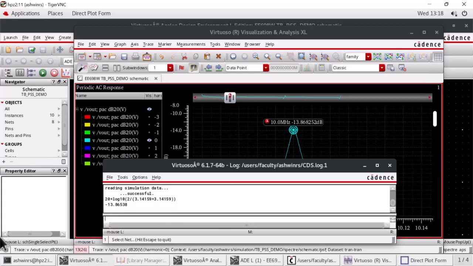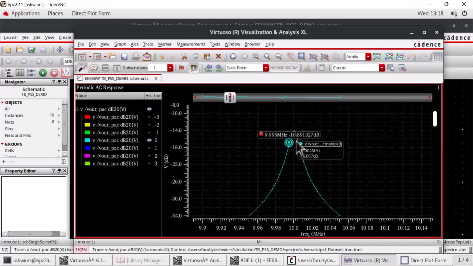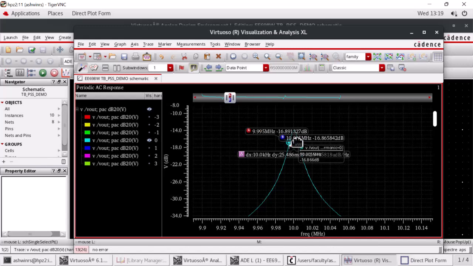Yeah, that's around minus 13.86, right? And that's what we got. Okay. So now let's look at the bandwidth. So this is 13.86. So 3 dB lower is 16.8. Let's say approximately this. And you see, I don't know if you can see, bandwidth is 10 kilohertz, right? That's right.